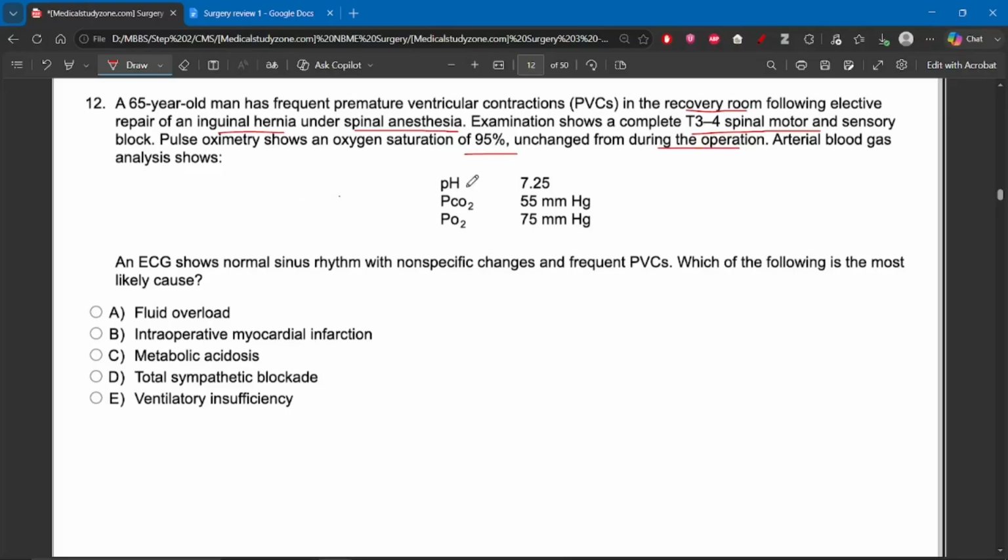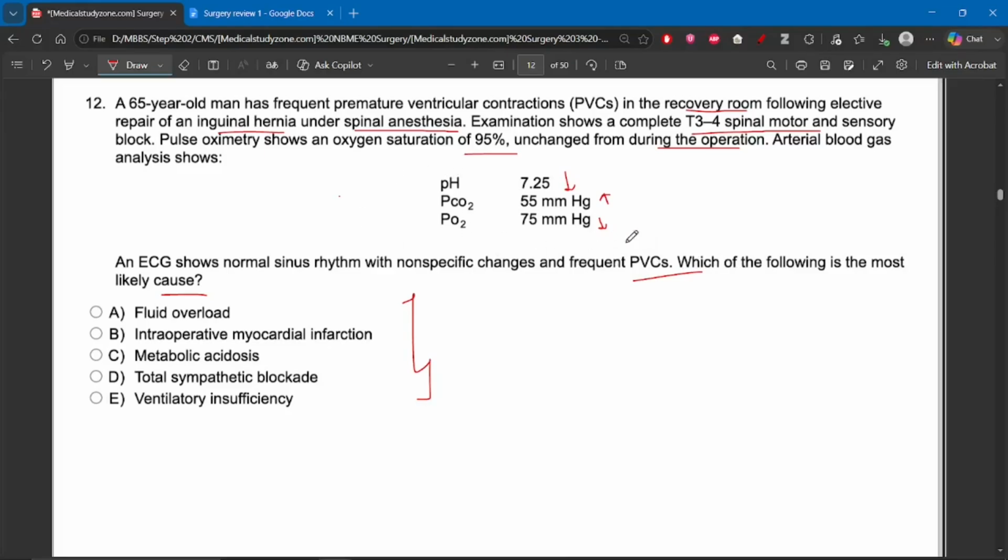Arterial blood gas analysis shows a pH of 7.25, which is low. The PCO2 is 55, which is high, and the PO2 is 75, which is low. So the ECG is showing PVCs, and which of the following is the most likely cause? It's a simple question, in the sense that it is telling us what it wants. We just need to look at all of them and determine the cause of the PVCs, right?